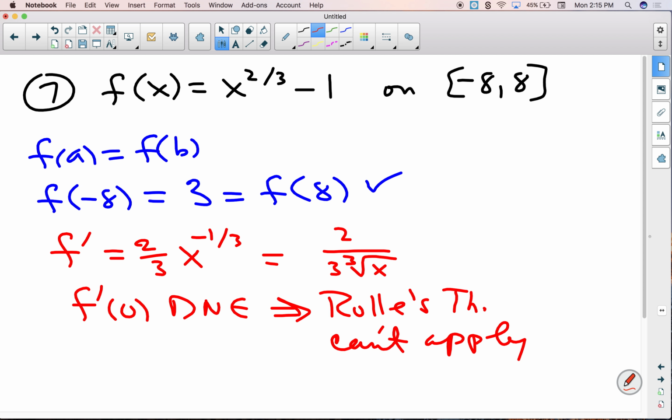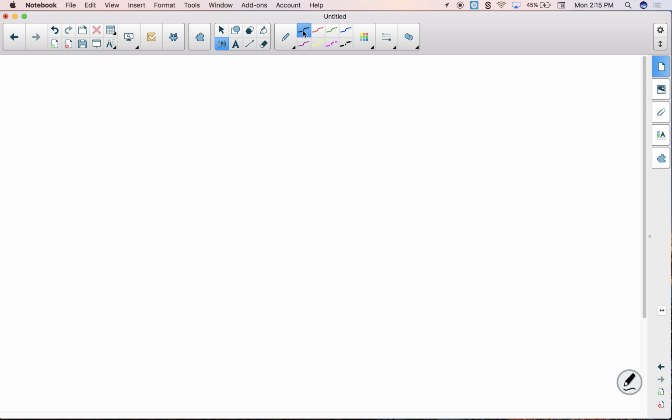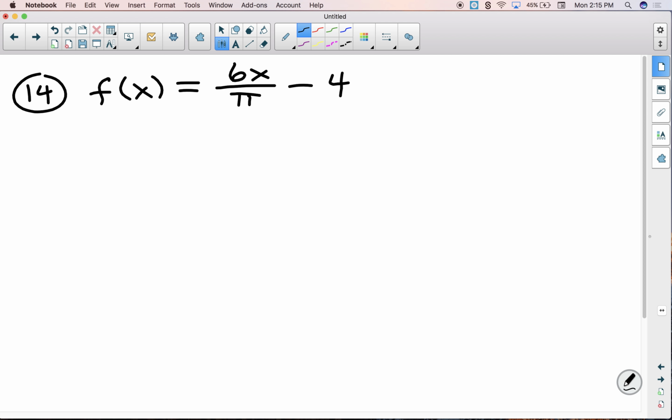All right, what about this guy? Every time I see this Rolle's theorem, I think of Rolls Royce. Okay, Richard. Is that how you spell it? No. It's spelled differently.